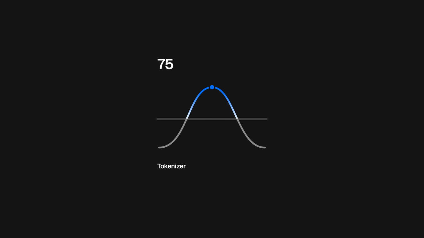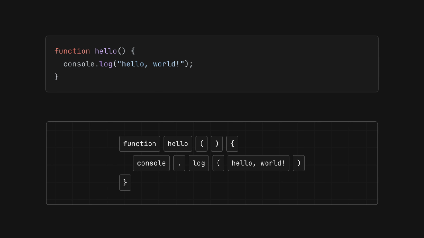But what does a tokenizer actually do? Well, a tokenizer breaks up your code into objects called tokens. Think of a token as a word in a programming language, which is the smallest sequence of characters that still carries meaning. For example, if you tokenize this JavaScript code, you will end up with these tokens.